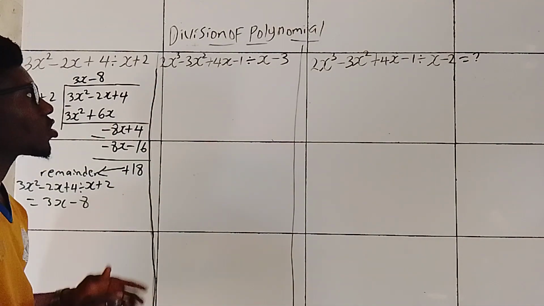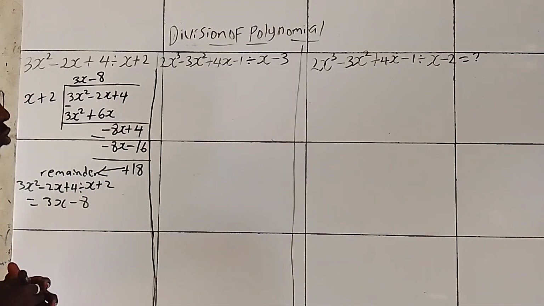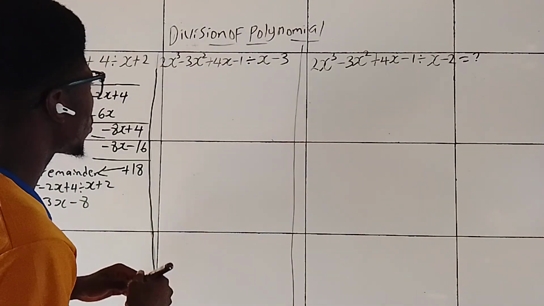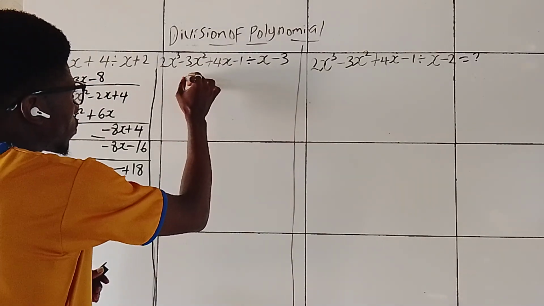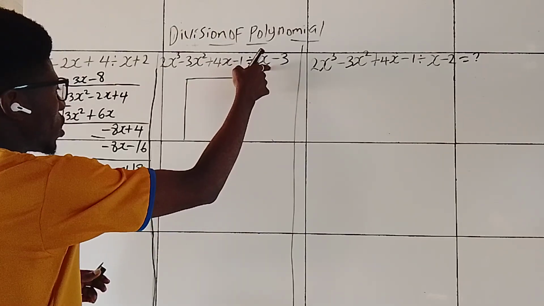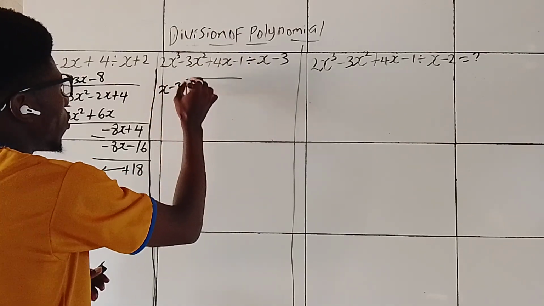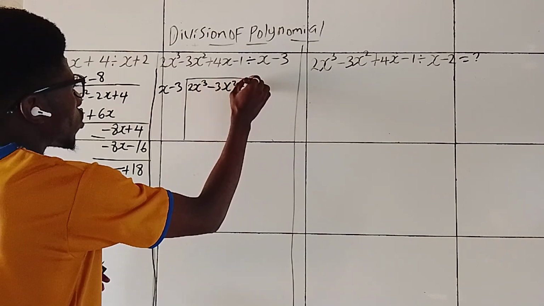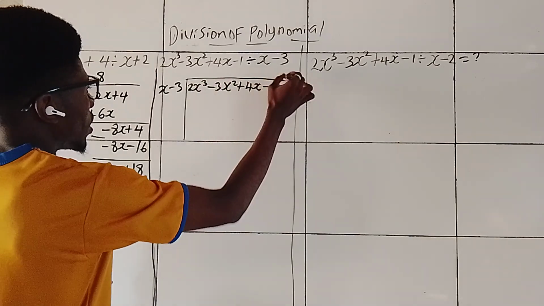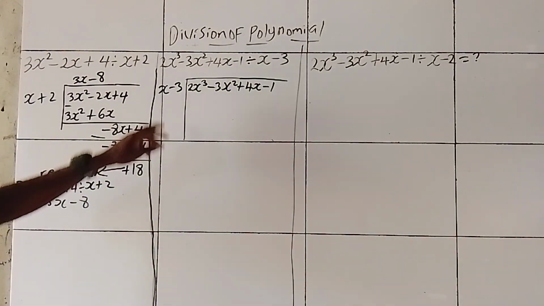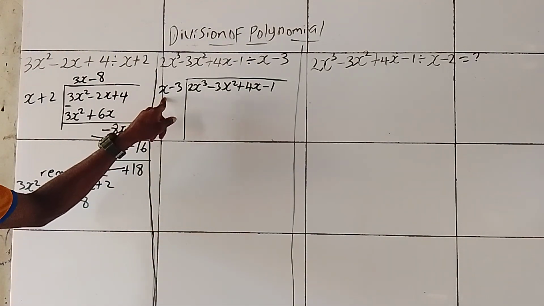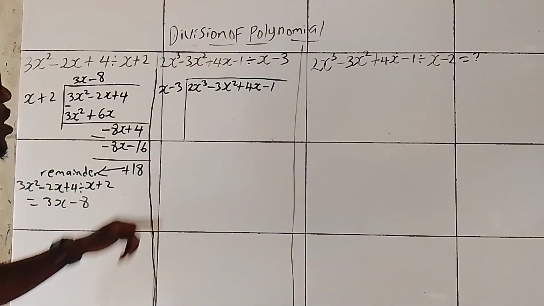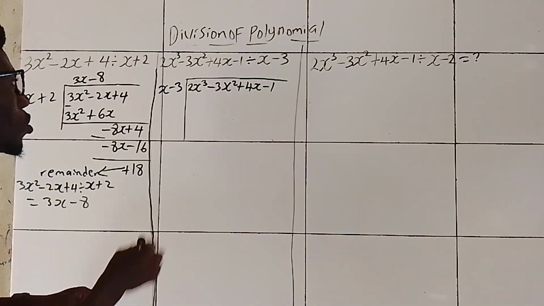Now to the other side of the board, we also have a question here. Now we have 2x raised to the power of 3 minus 3x raised to the power of 2 plus 4x minus 1 divided by x minus 3. So still using the long division method, our divisor, which is x minus 3, is going to be outside. Then we have 2x raised to the power of 3 minus 3x raised to the power of 2 plus 4x minus 1, right? Yes.